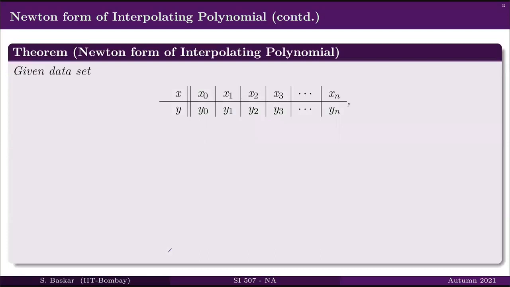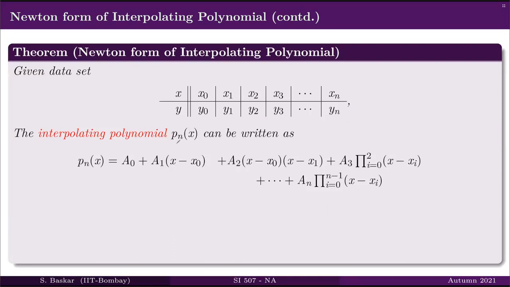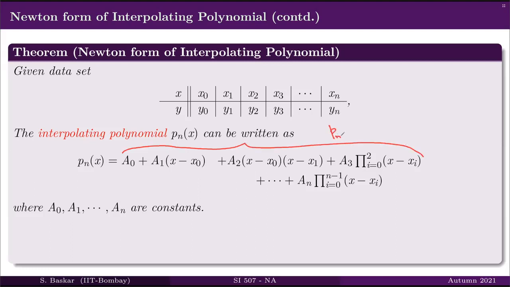Let us put this form of interpolating polynomial in this theorem. Given the data set consisting of n plus 1 points, the interpolating polynomial Pn of x can also be written in this form, where a0, a1 up to an are constants. Now you can see that the polynomial with 1 degree less, that is Pn minus 1 of x, is written like this. Given that you have already constructed Pn minus 1 of x, to construct Pn, you just need to put this extra term.